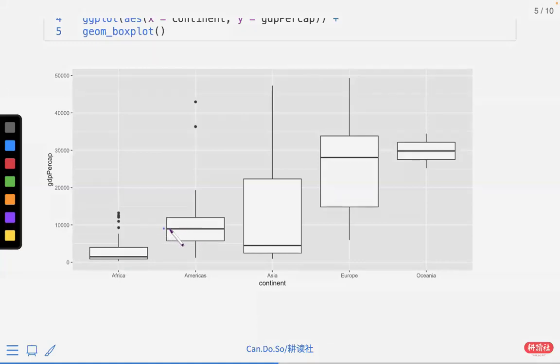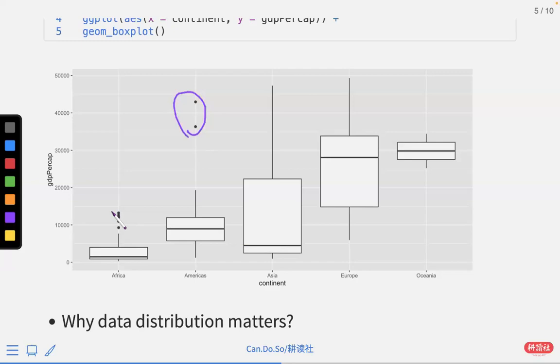Here this line is the median, not the mean, excuse me. This part is from the first quarter to the median, and this is from the median to the third quarter, and this one is the fourth quarter, and this one is the first quarter. But what do the dots mean? The dots mean outliers.